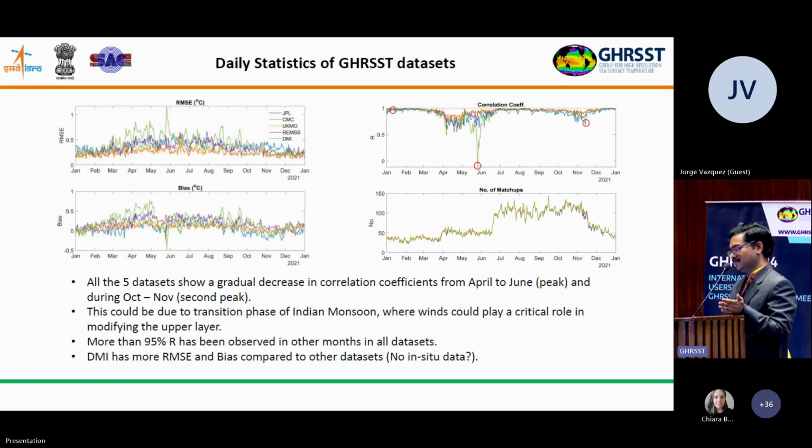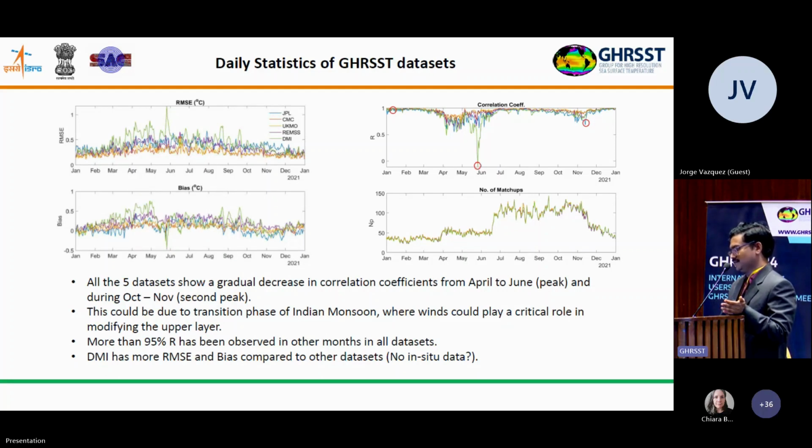And we can see that out of all the products, DMI is showing larger deviations of more than 1 degree centigrade during the May-June months. And coming to the correlation coefficient, it's very interesting to us also, because from January to March we get a pretty good result. We can see more than 0.9 correlation coefficient in all the products.